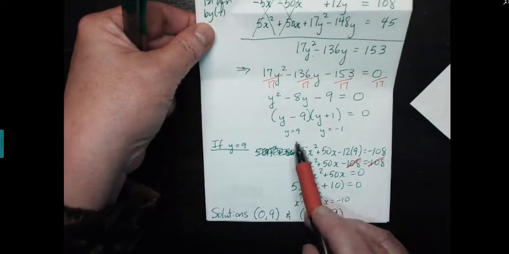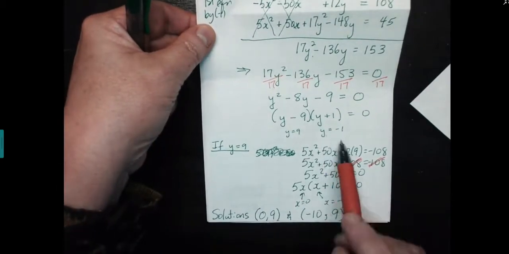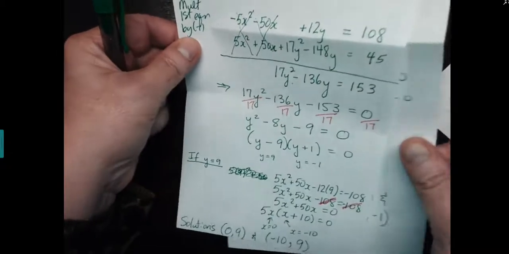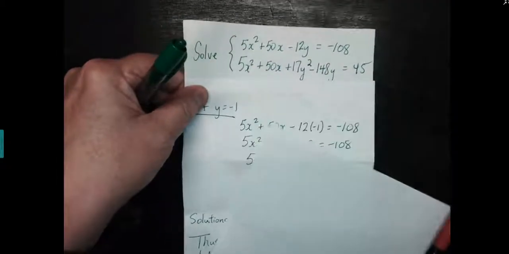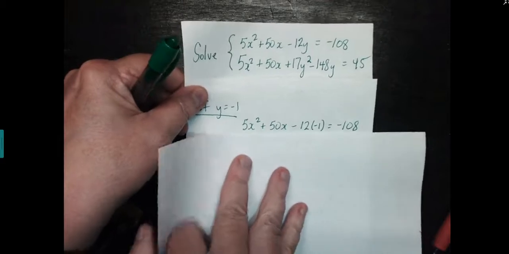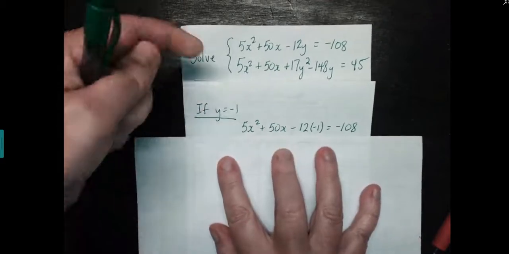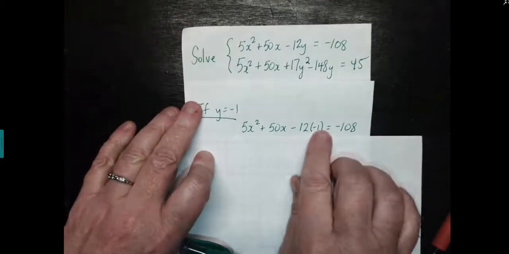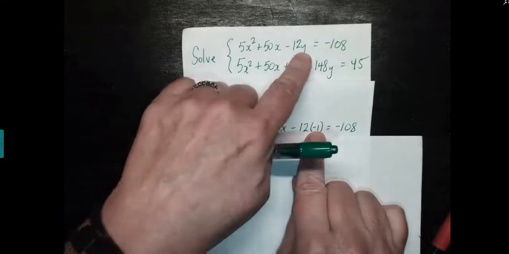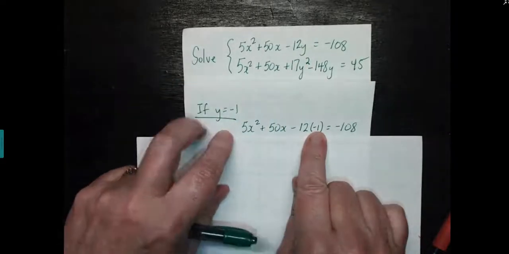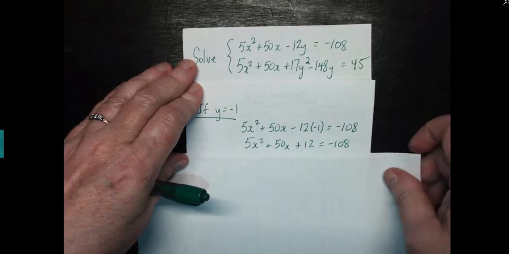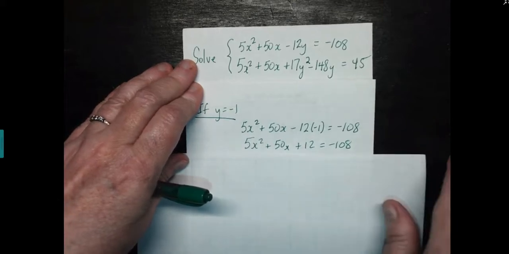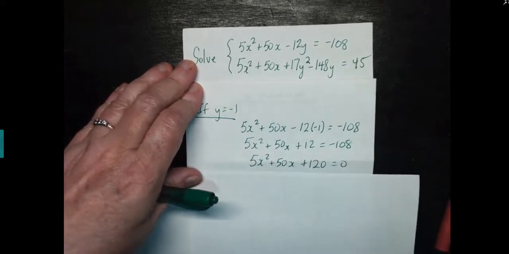But we're not done yet. I have to look at the case, what happens when y is equal to negative 1. Well, if y is equal to negative 1, then again, I'm going to select the first equation because it's shorter, and I'm going to plug in negative 1 for y. And of course, that'll give me positive 12. And then when I add 108 to both sides, I get that.